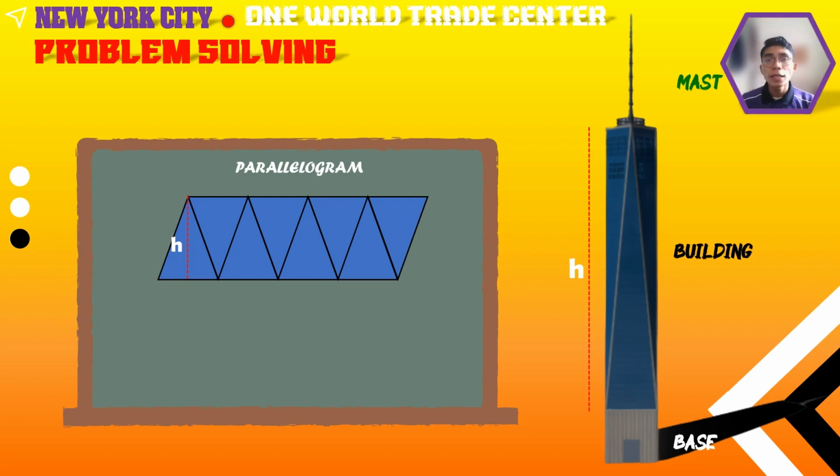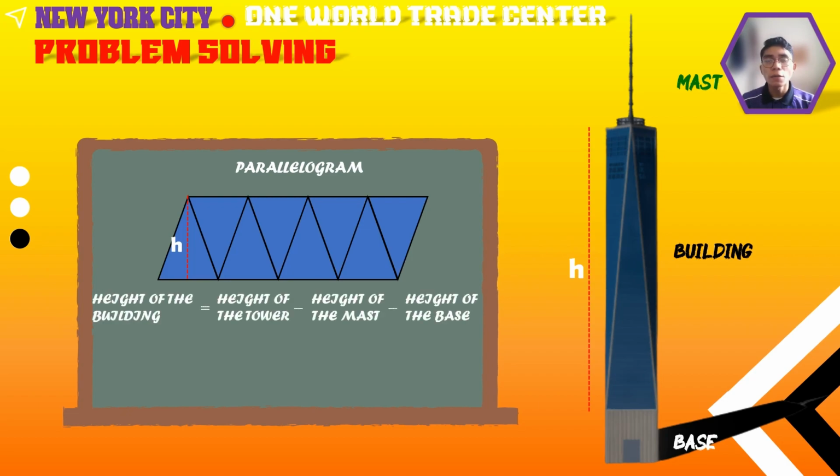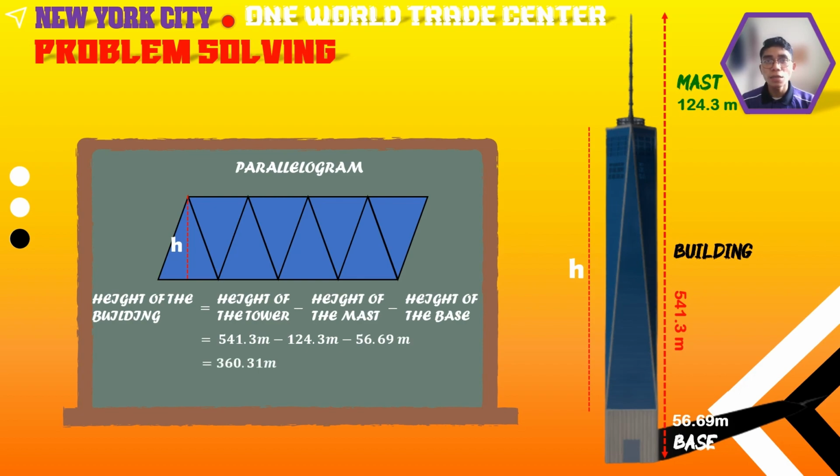We can get the height of the building by subtracting the height of the mast and the height of the base from the height of the tower. The height of the tower is 541.3 meters minus the height of the mast and the height of the base, which are 124.3 meters and 56.69 meters. So, the height of the building, or the height of this parallelogram, is equal to 360.31 meters.